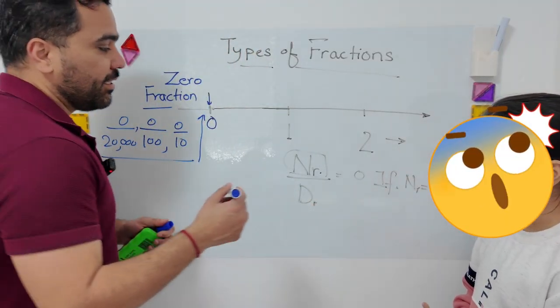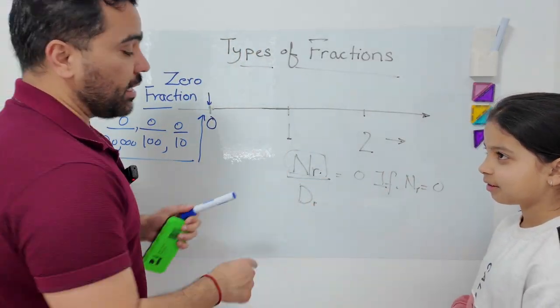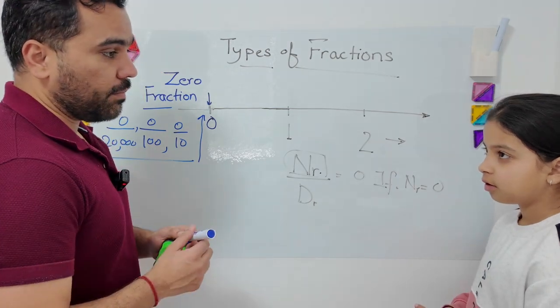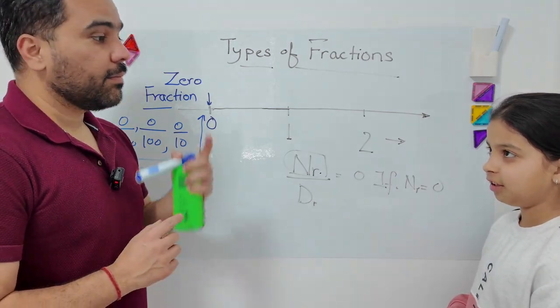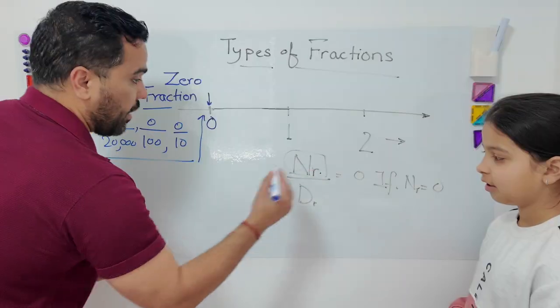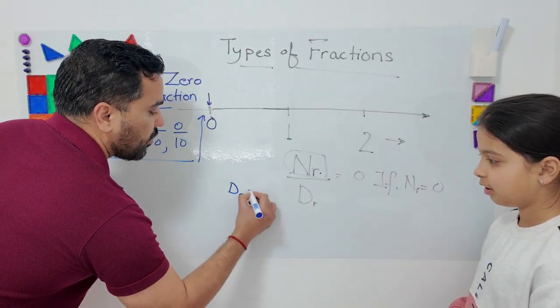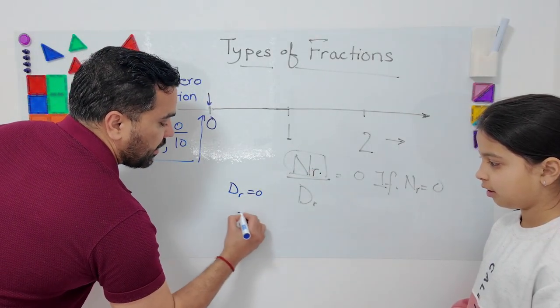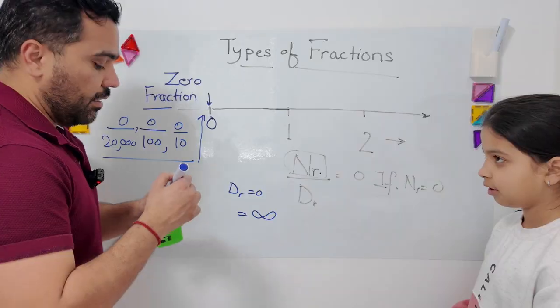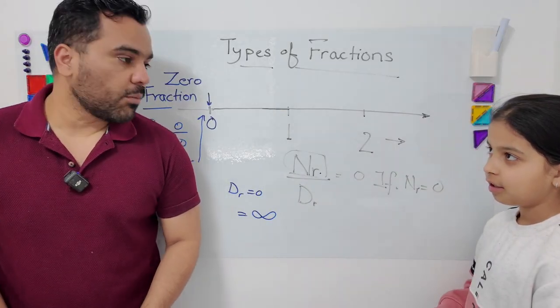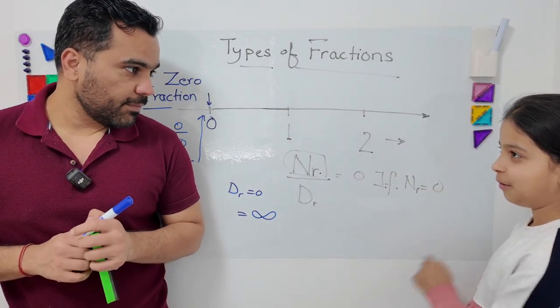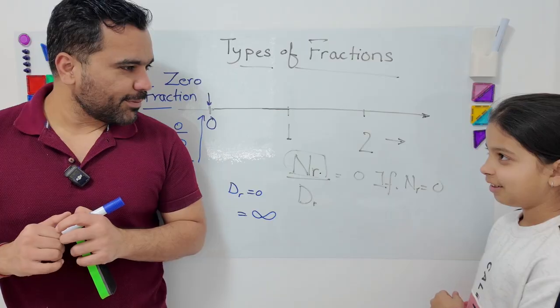Okay. So there could be multiple things. You might ask, what if the denominator is 0? That's infinity. If the denominator is equal to 0, that is infinity. Infinity is something you can't measure. Yes. It goes on and on forever. Like your talks.